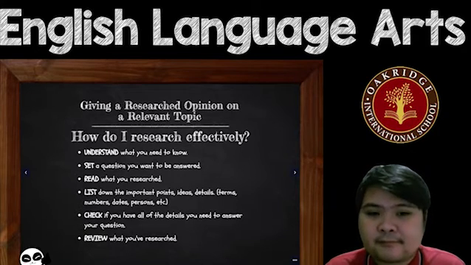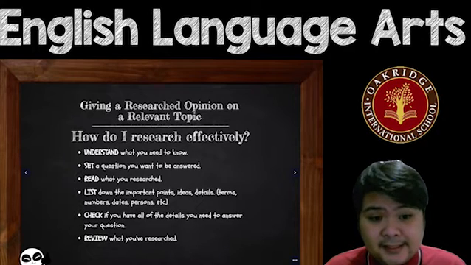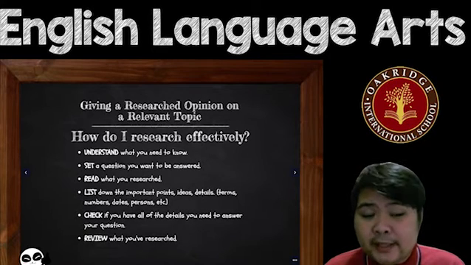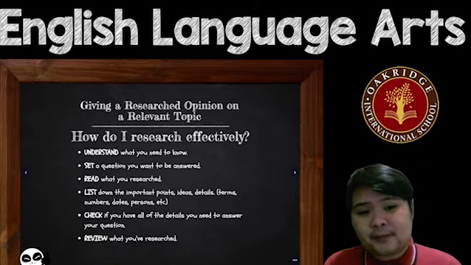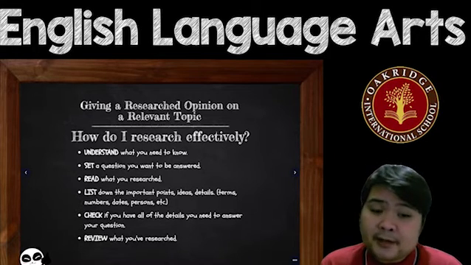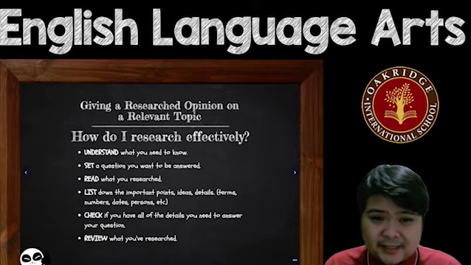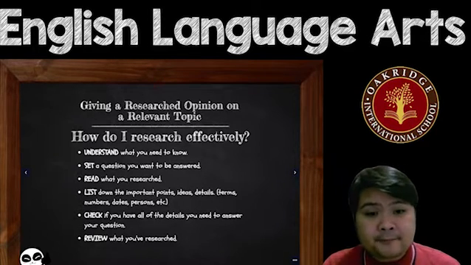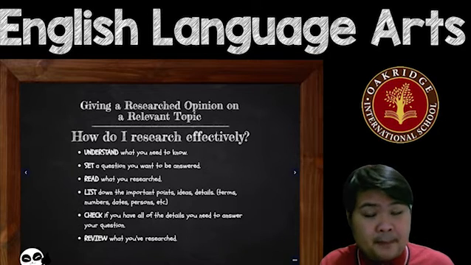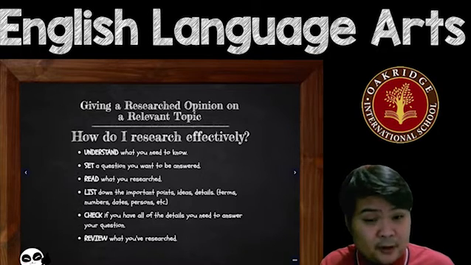Next. List. List down the important points. Ideas. Details. Terms. Numbers. Dates. Persons. Etc. All of these things are important. List them all down. It's best, even if you're using a computer, that you still have a notebook or a pad of paper next to you, and then list them all down.